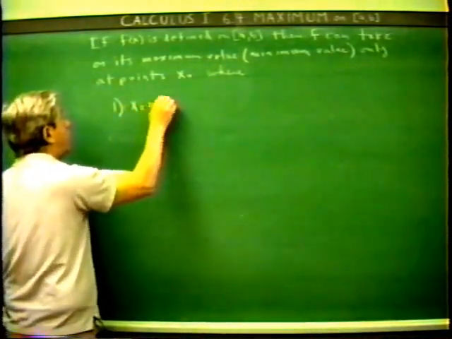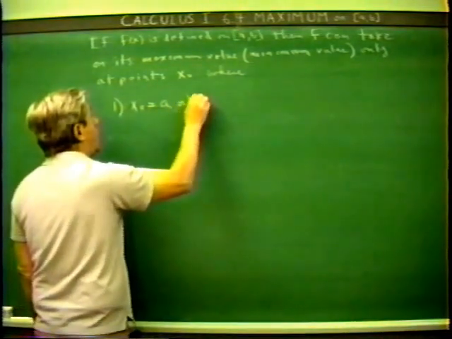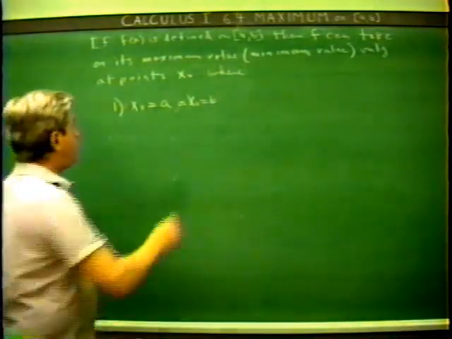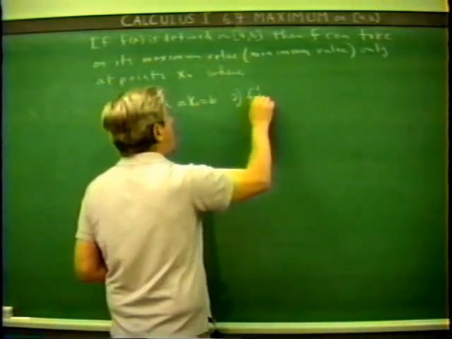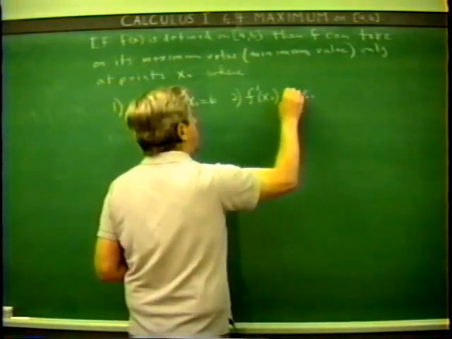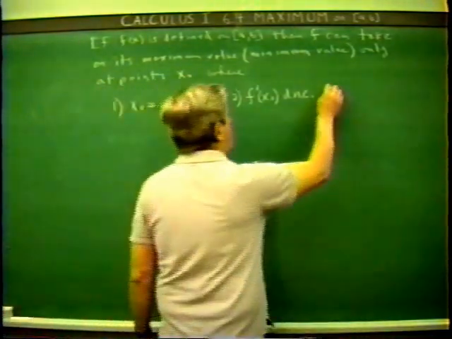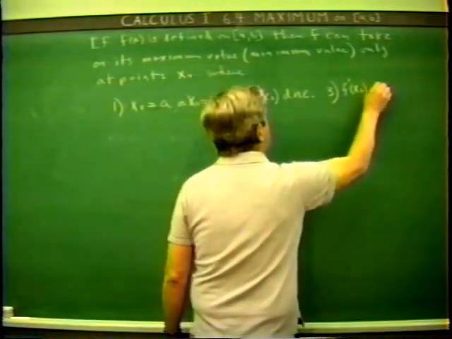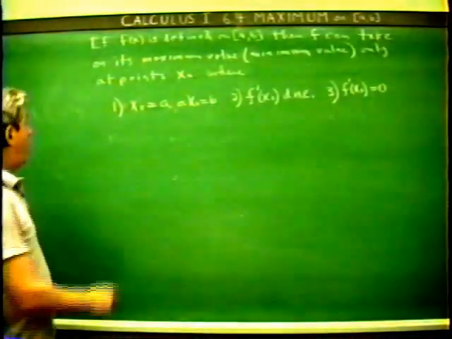One, x naught is one of the endpoints of the interval. x naught is a or x naught is b. Secondly, another possibility is that the derivative at x naught does not exist. Abbreviate that with DNE, derivative does not exist. And thirdly, the derivative at x naught is equal to 0. Those are the only three possibilities.